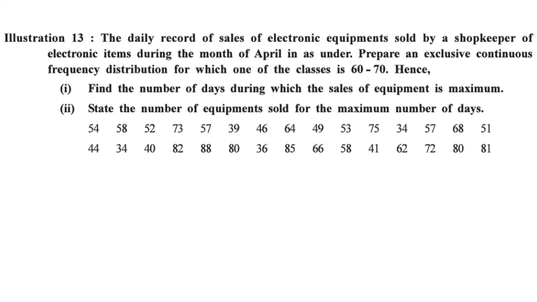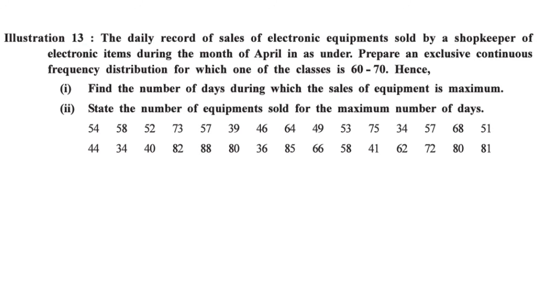Illustration 13. The daily record of sales of electronic equipments sold by a shopkeeper of electronic items during the month of April is as under. Prepare an exclusive continuous frequency distribution for which one of the classes is 60 to 70. The point here is that one of the classes is 60 to 70. That means our classes will be like 10 to 20, 20 to 30, 30 to 40, 40 to 50, 50 to 60, etc. Find the number of days during which the sales of equipment is maximum. State the number of equipments sold for the maximum number of days.